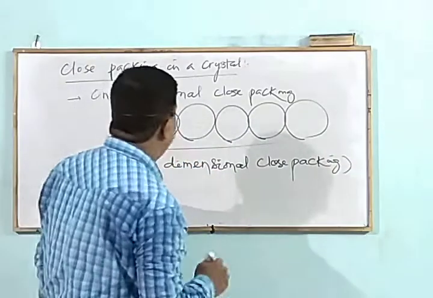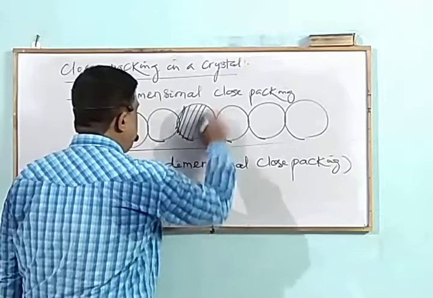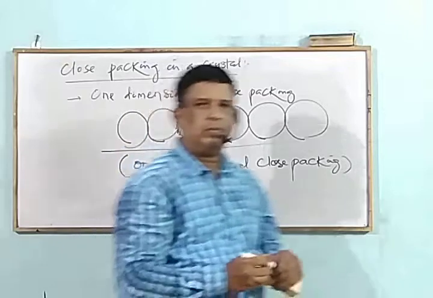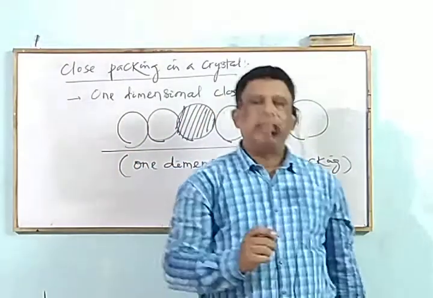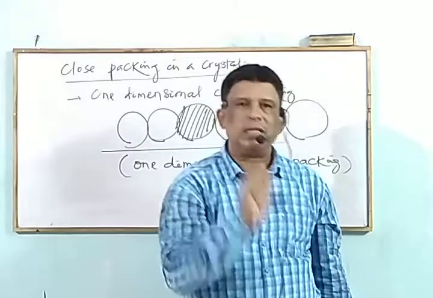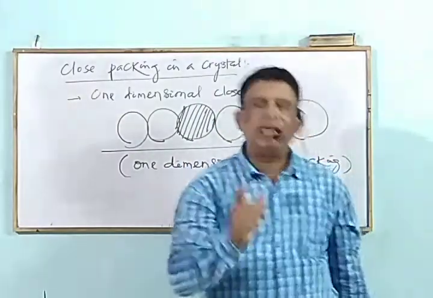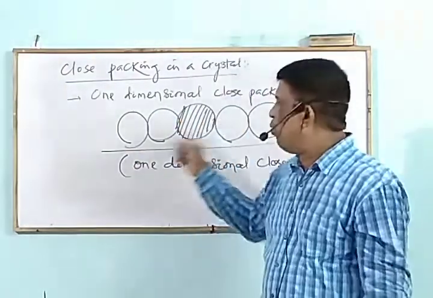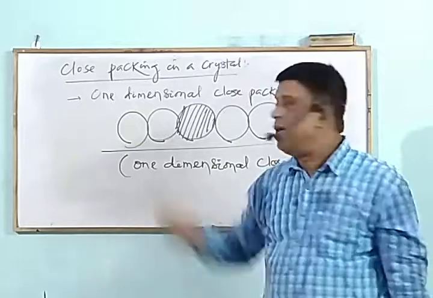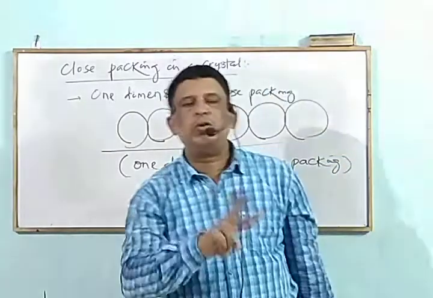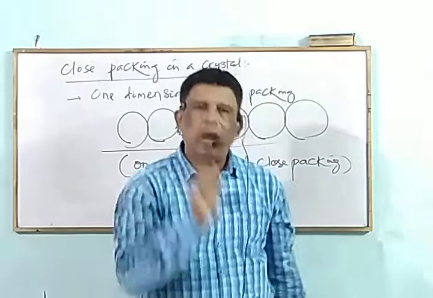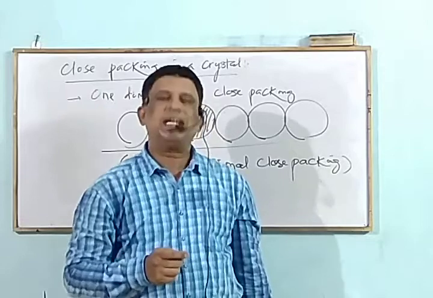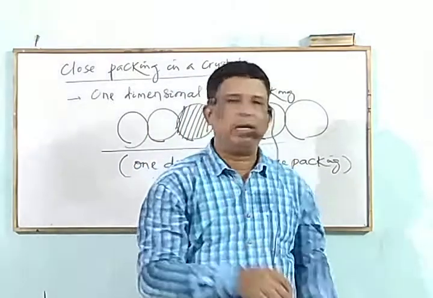So in this arrangement, we observe that every sphere comes in contact with the nearest 2 spheres. So one term is there that is known as the coordination number, C.N. It is defined as the number of nearest neighbors. So in case of one-dimensional close packing, each sphere is in contact with 2 neighbor spheres. So C.N. is 2. Next, switch over to 2-dimensional close packing.